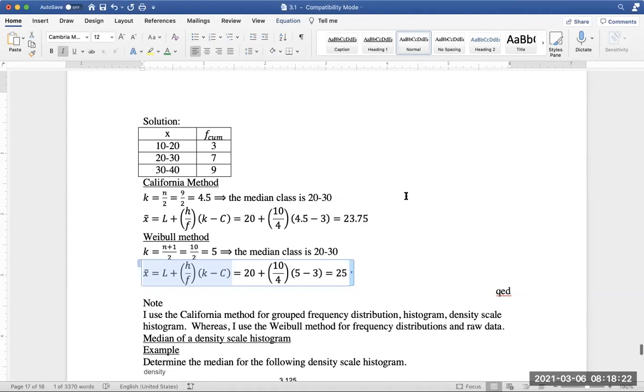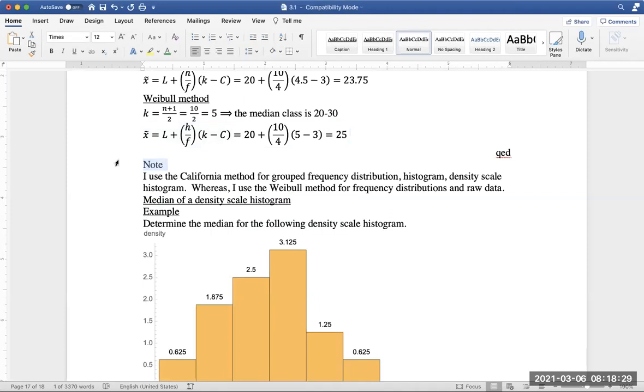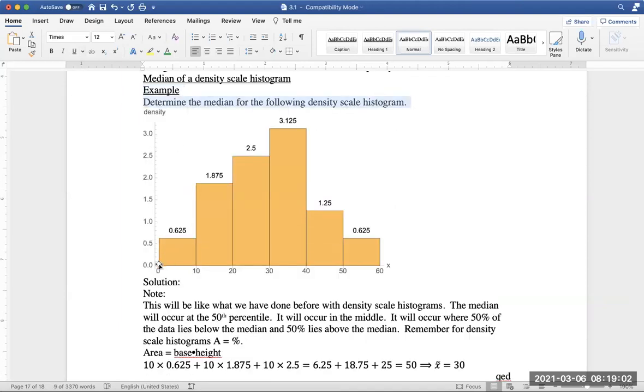Okay, so note that I use a California method for the grouped frequency distribution, histogram, and density scale histogram, whereas in class you will usually use a Weibull method for a frequency distribution for raw data. So let's find the median for a density scale histogram. I'm actually using the California method for this, even though it's sort of hidden, because I just multiply length times width times height.